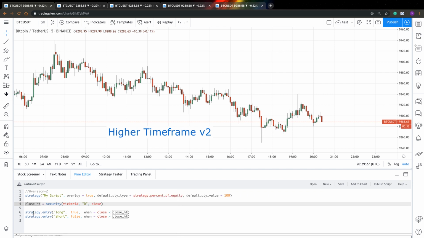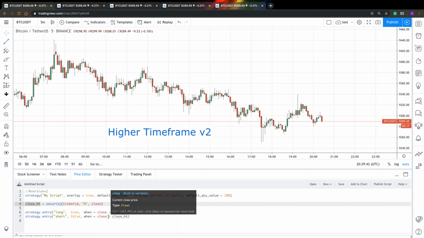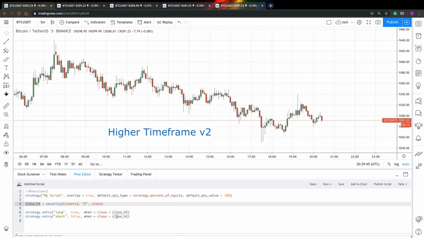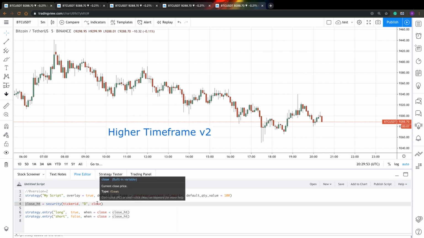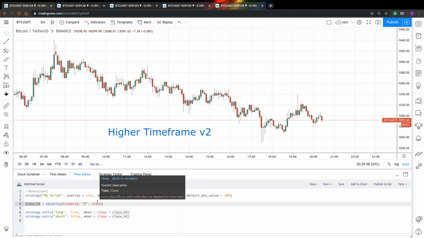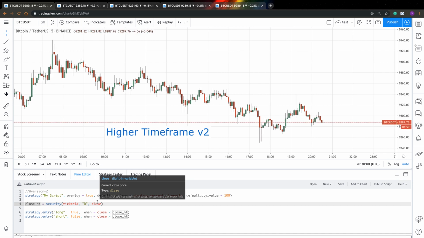After that I have 2 very simple entries. I enter long when the close of the current bar is below my daily close, and I go short when my close is above the daily close. The problem is that in version 2 of PineScript, by default, you will get your close from the future. So if you're now in the middle of the day, in backtesting, you will get data from the daily close, and of course, you cannot get this in real life.